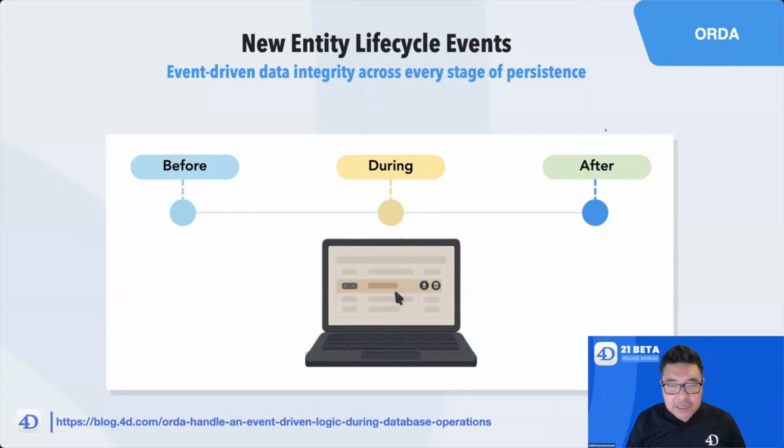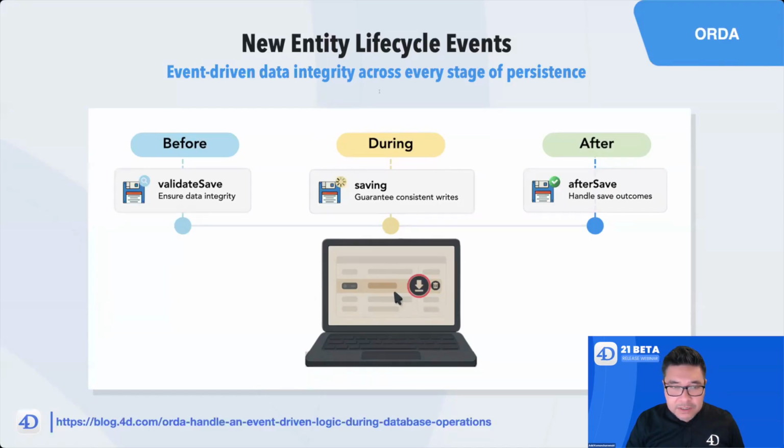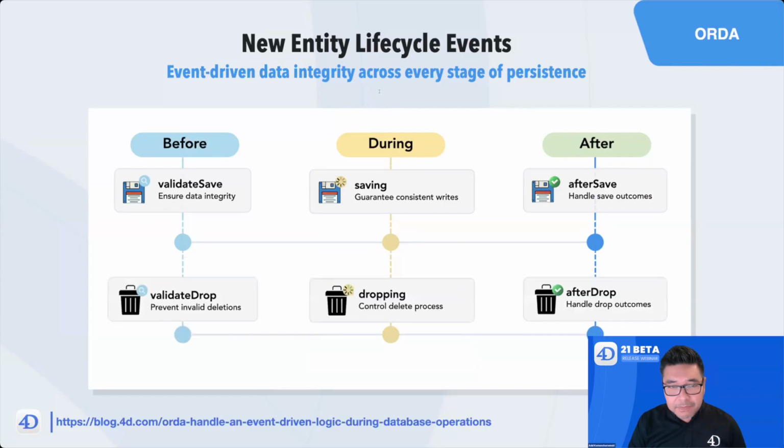Every entity operation follows a simple sequence: before it happens, while it happens, and after it's complete. With 4D 21, ORDA gives you full control over each of these moments. You can validate data before it's written, apply logic during the write, and confirm results after the write is finished. Each phase becomes an opportunity to protect the integrity of your data.